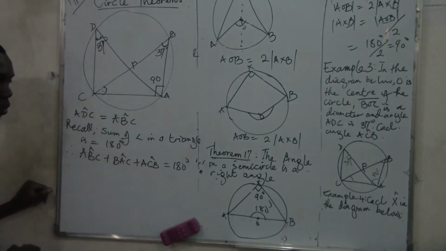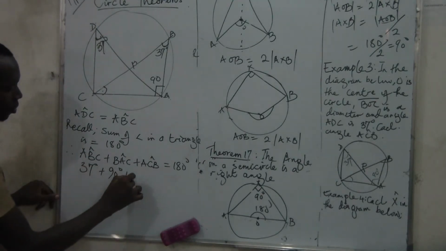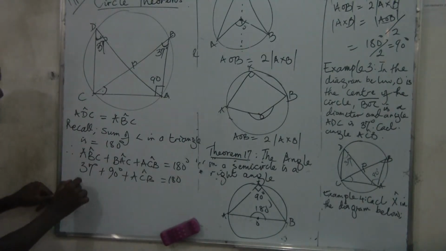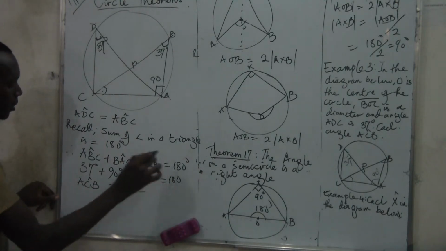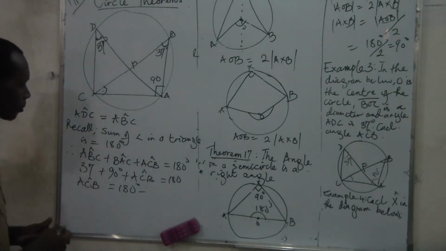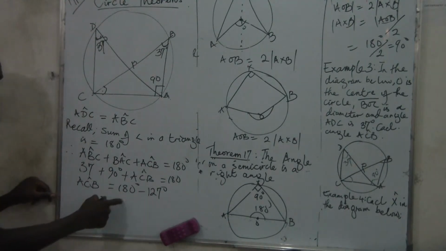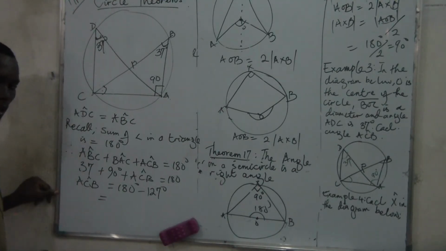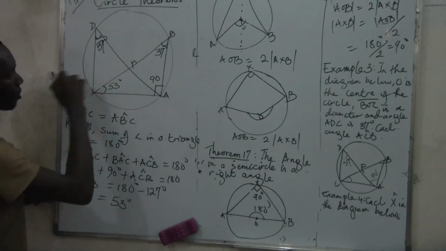So we can say that 37 degrees plus 90 degrees plus angle ACB is equal to 180 degrees. So angle ACB is equal to 180 minus the sum of these two angles, 37 plus 90. That gives us 127 degrees. So by the time we remove 127 from 180, we have the value of angle ACB, and that is 53 degrees.